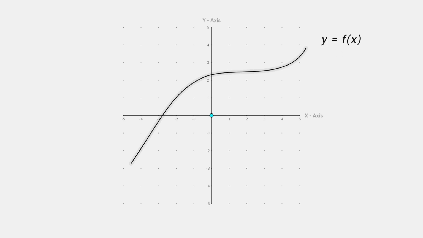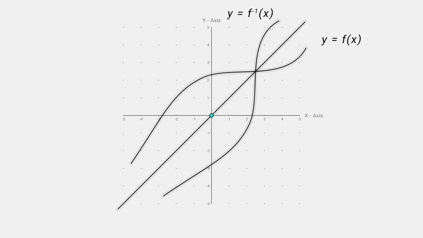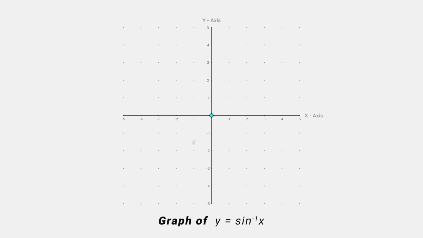We know that the graph of f inverse x is the mirror image of f of x about y equal to x. So the graph of sin inverse x is this. Here x belongs to minus 1 to 1 and y belongs to minus pi by 2 to pi by 2. Similarly, the graph of cos inverse x is this. Here x belongs to minus 1 to 1 and y belongs to 0 to pi.